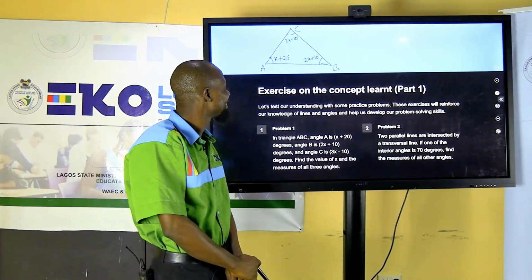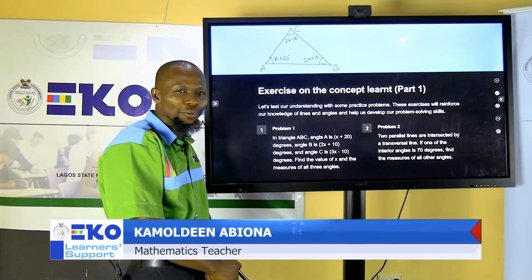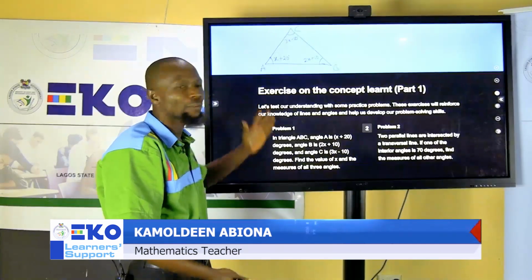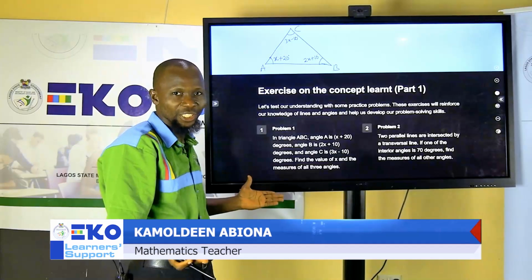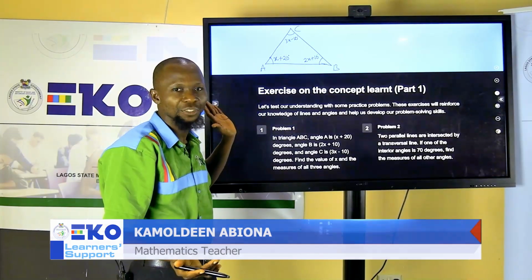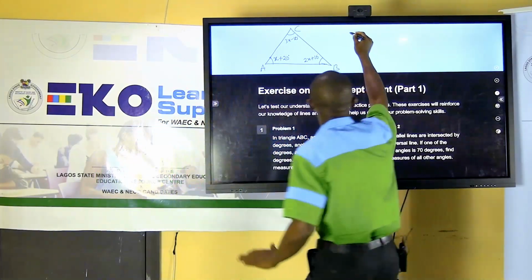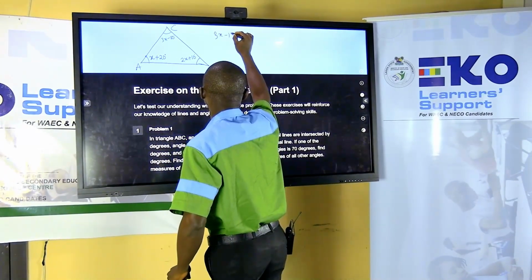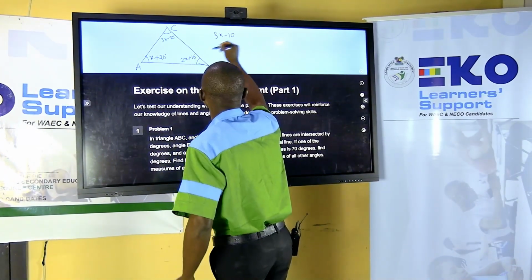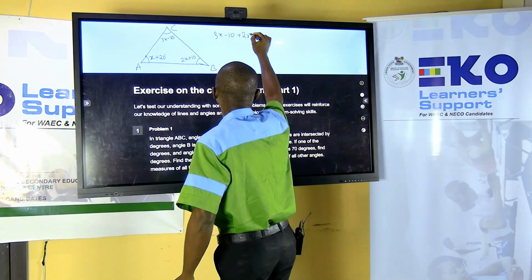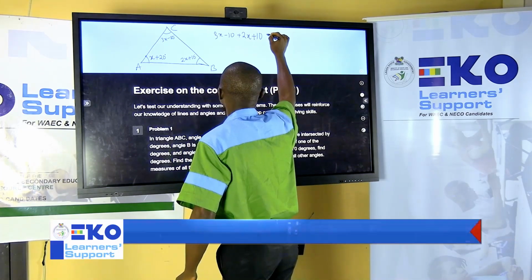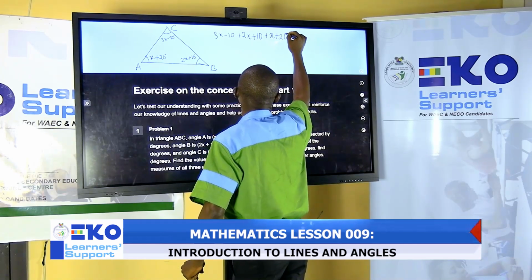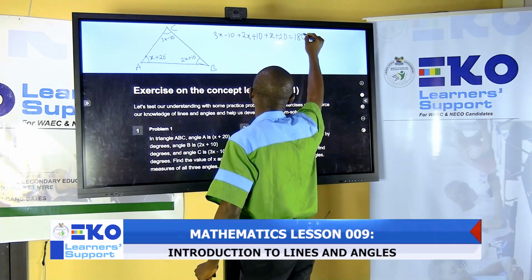So how do we do that? Is it different from what we have been doing? No. Just apply the concept. What's the sum of angles in a triangle? It's 180 degrees. So add all the angles given together. So let's go. Angle C, that's 3x minus 10. You can start from any one. Angle B, that's 2x plus 10. Angle A is x plus 20. It must give us 180 degrees.